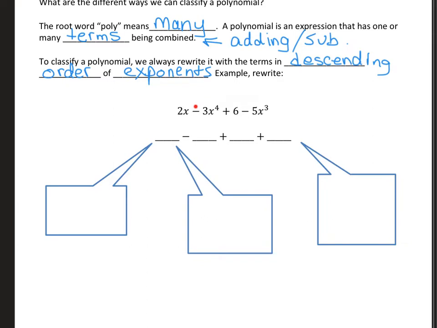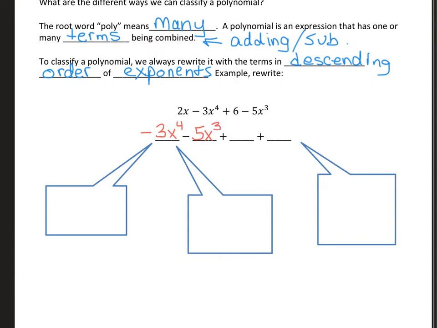I'm going to put that as the first term, and when I do so, I need to capture its sign. This is subtraction here, but I'm going to use that as the sign of that first term. So we've got to grab that along here. So I'm going to put negative 3x to the 4th power. And the second largest exponent is going to be right here, negative 5x cubed. So I'm going to grab that and put it here.